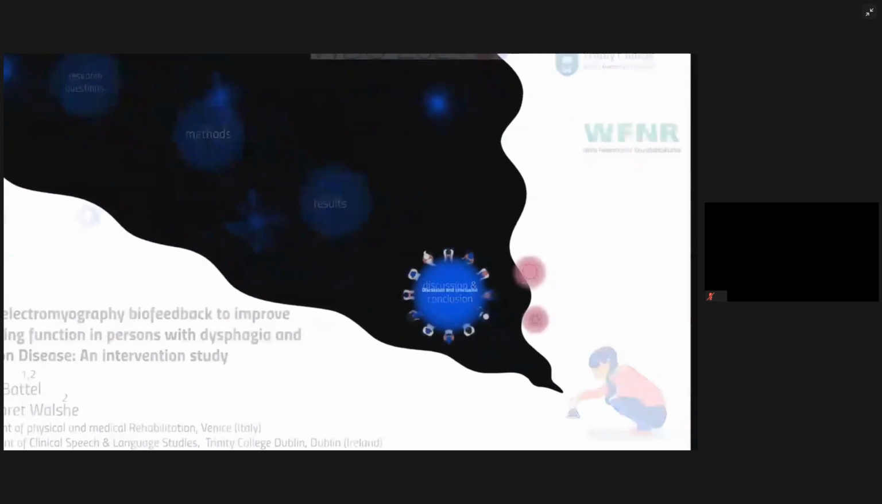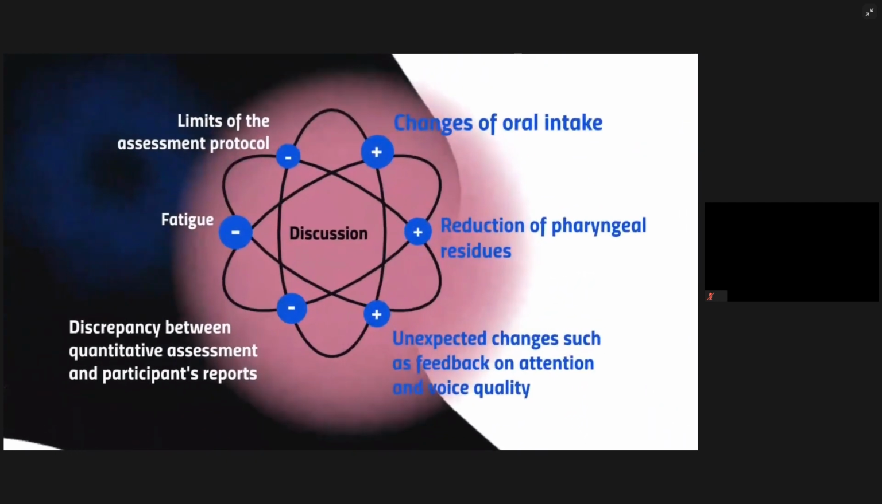So briefly, we could discuss that the intervention guided by neuroplasticity and motor learning principles using sEMG biofeedback was effective in improving swallowing function and in maintaining improvement at the 3 months follow-up assessment in this sample. The main results were the change of oral intake, the reduction of pharyngeal residue, but also unexpected changes such as feedback, attention and voice quality. We definitely should investigate this in a future study, as well as fatigue.